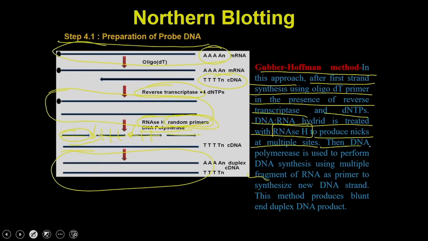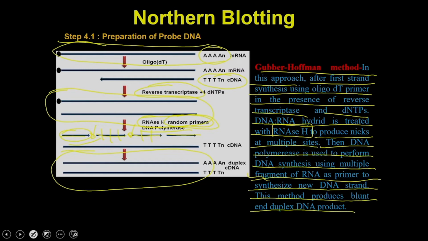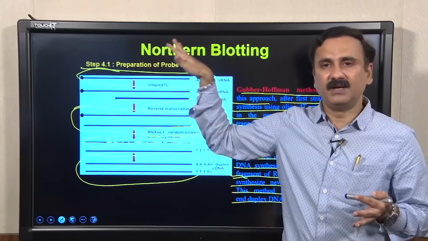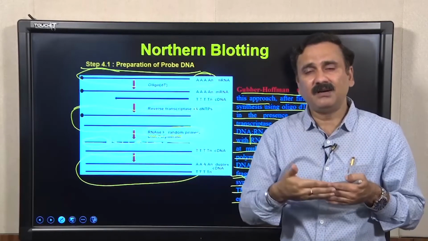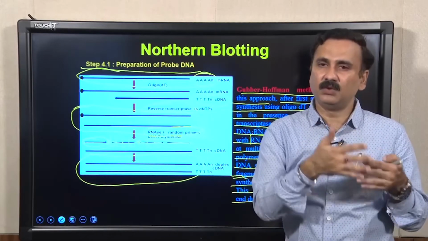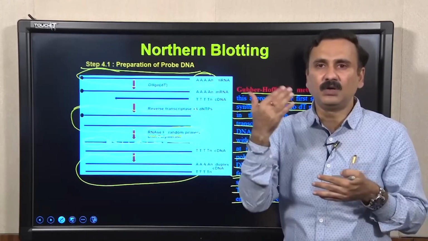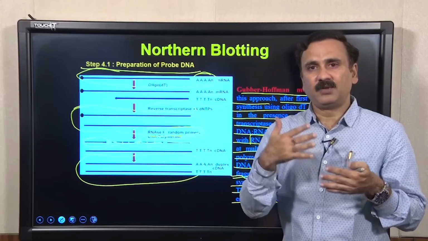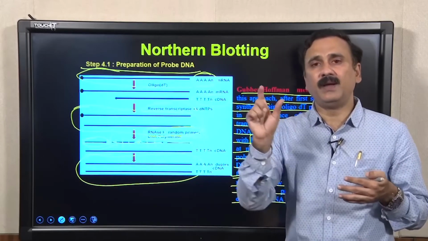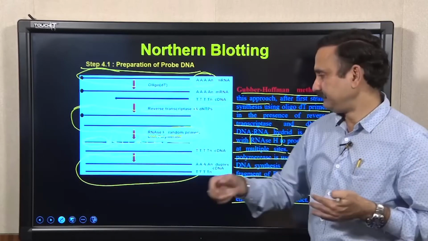So, the DNA polymerase is used to perform the DNA synthesis using the multiple fragments of RNA as primers to synthesize the new DNA strand. This method produces a blunt-end duplex DNA from your gene of interest. So, now you have generated the particular DNA fragment that you can use as a probe. Now, the second stage is that you want to do the radiolabeling, so that you can detect where this probe is going to bind.